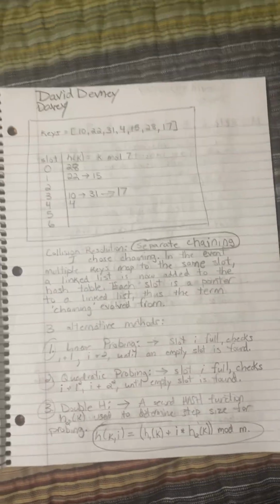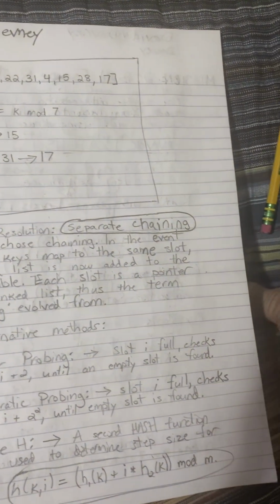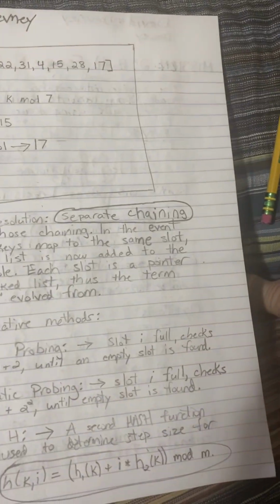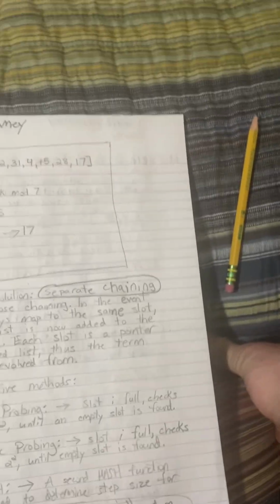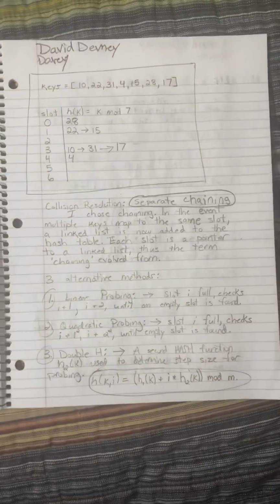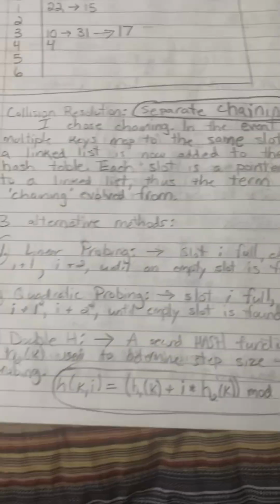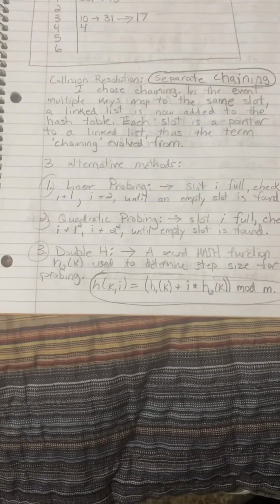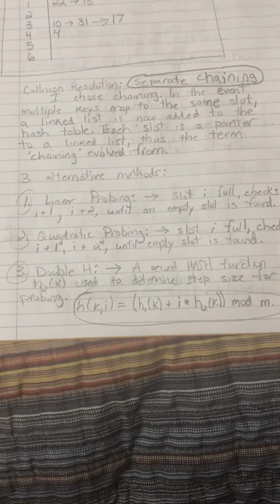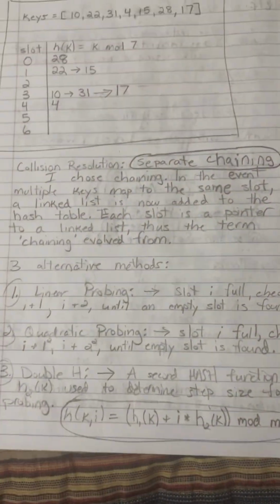So I just go to the end of the linked list. It kind of increases the time complexity, but it would only make it go from O of 1 to O of N, I believe. And so 3 alternative methods would be linear probing, quadratic probing, and double hashing. I meant to write hashing there.